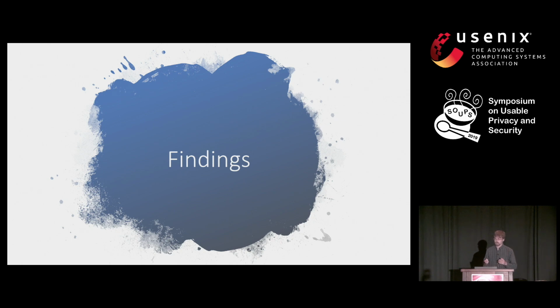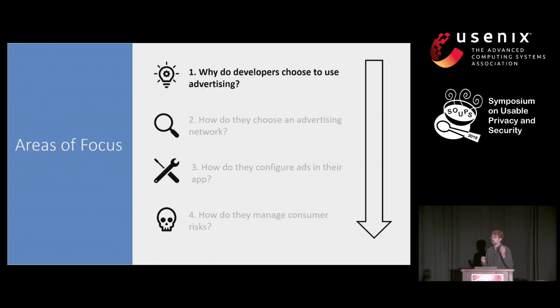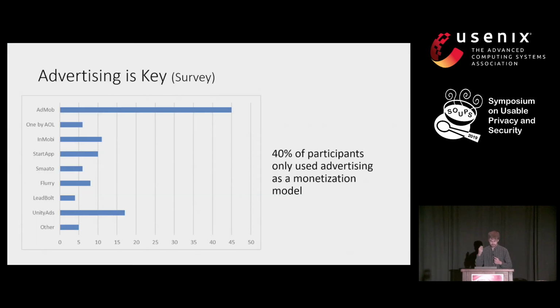So to remind ourselves what we were looking at, our first question had to do with why do developers choose to use advertising in the first place? So not surprisingly, advertising was key to our participants. I mean, we were recruiting people who'd worked with advertising. Google AdMob was the one that was used the most. And in fact, for 40% of our participants, advertising was the only monetization model they'd ever used.